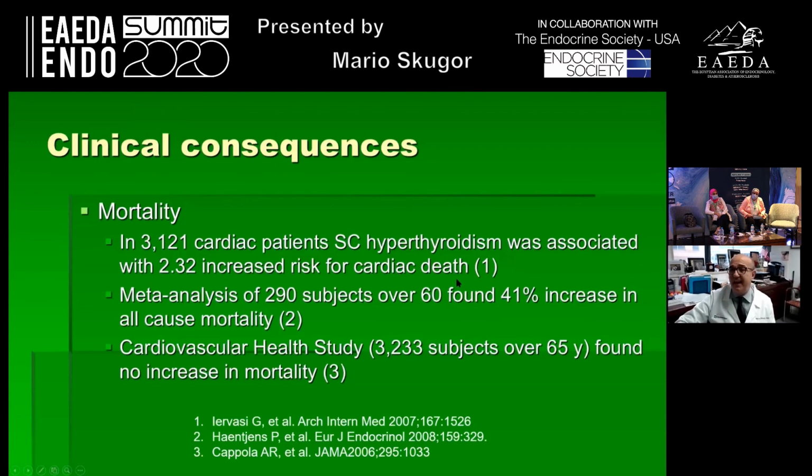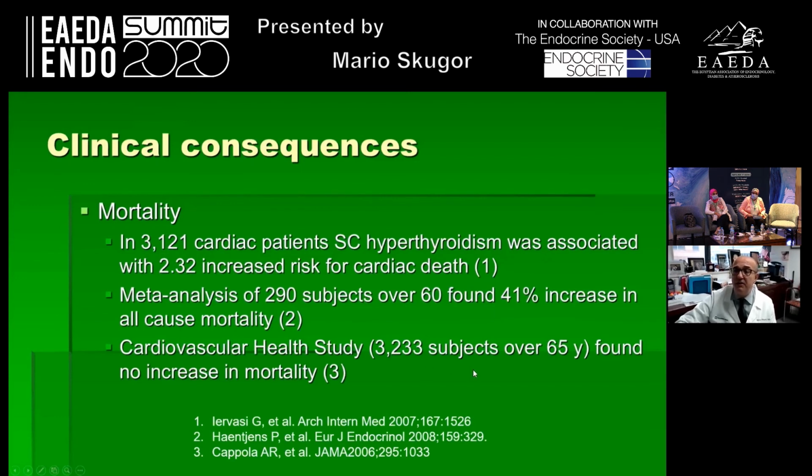Looking at mortality, you have a study from 2007 of 3,000 patients, in which subclinical hyperthyroidism was associated with a 2.32 times increased risk of cardiac death. So that is a significant increase. A meta-analysis of subjects over 60 found a 41% increase in all-cause mortality. And the Cardiovascular Health Study found, in 3,000 patients, no increase in mortality.